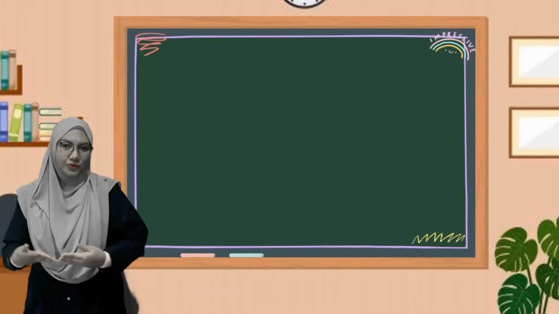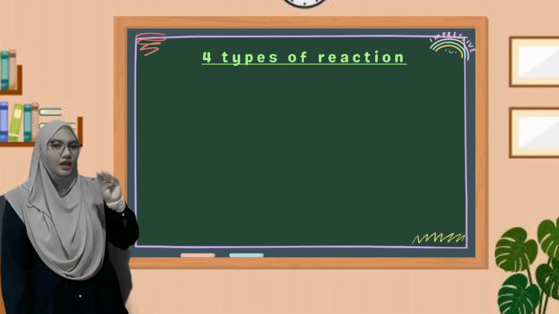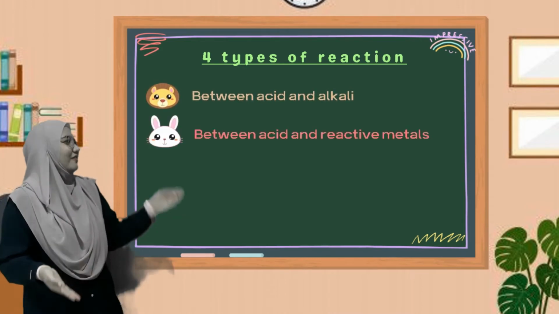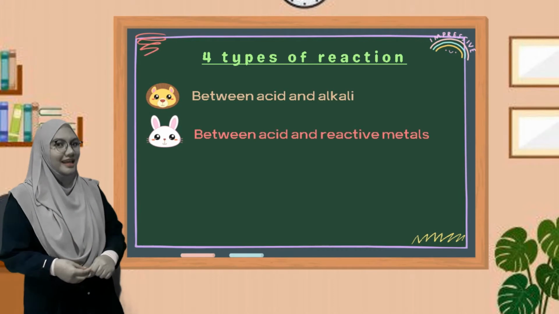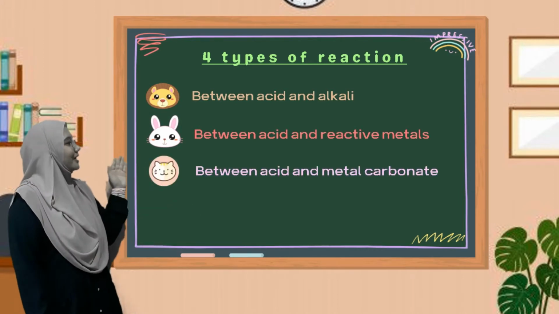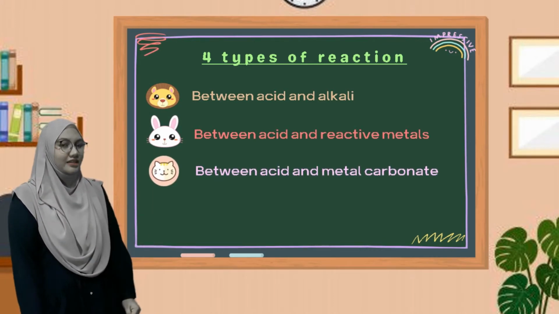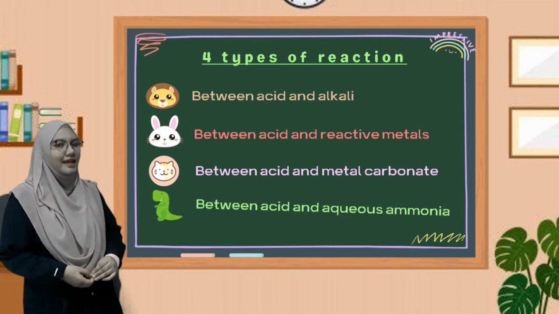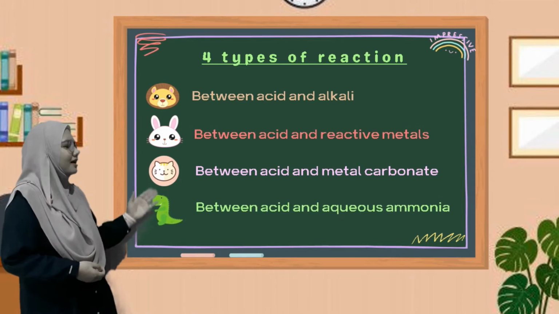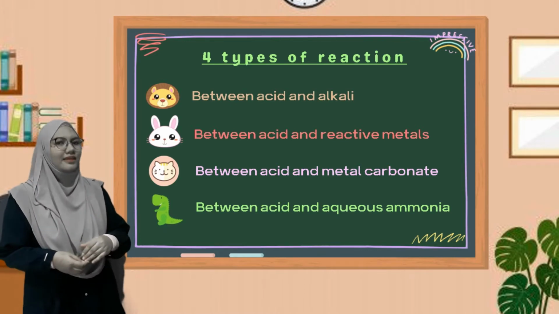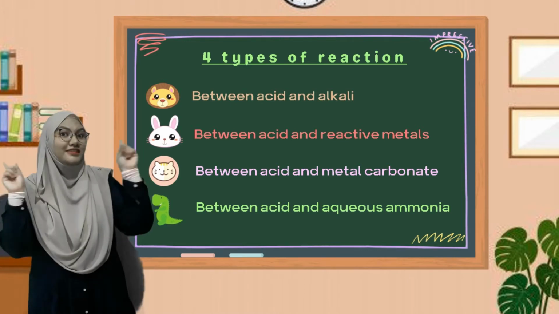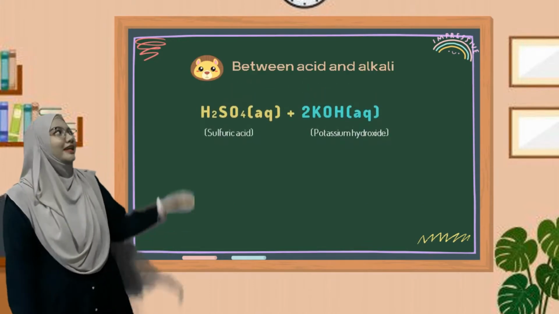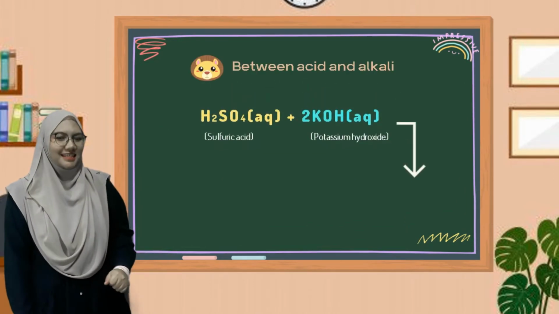Do you guys know that there are 4 reactions to produce a salt? Yes, the first one is reaction between acid and alkali. The second one is acid and reactive metal. The third one is acid and metal carbonate. And the last one is acid with aqueous ammonia.